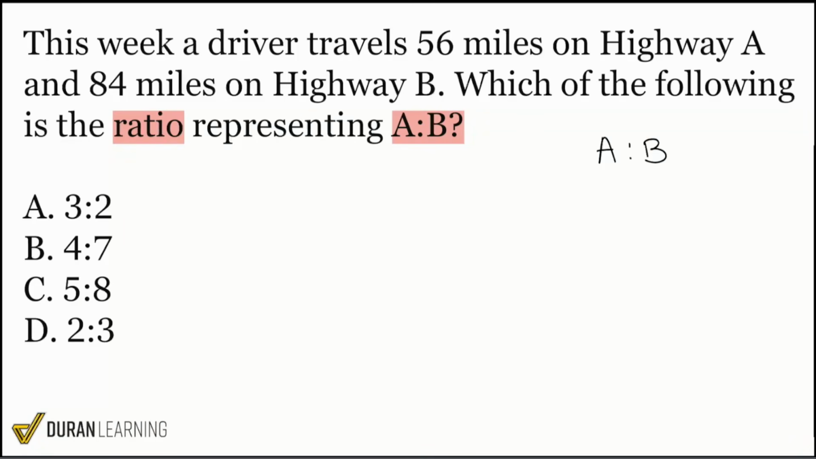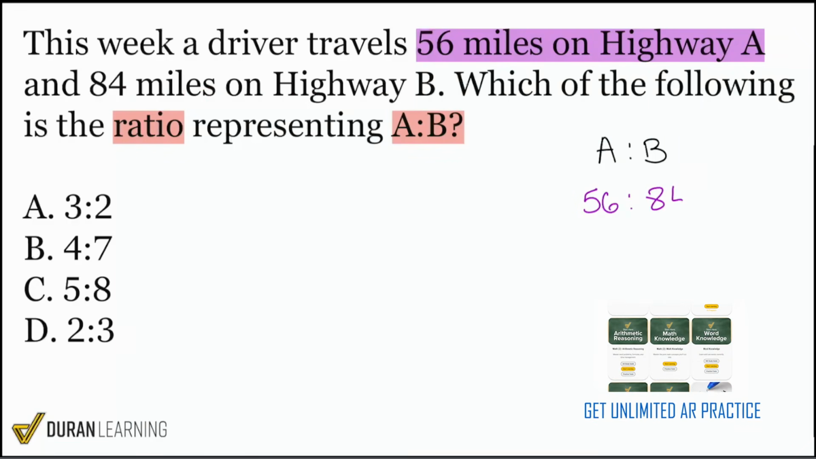And when I start off with the question statement, this week, a driver travels 56 miles on Highway A and 84 miles on Highway B. So I have my two values, and I just want to make sure, again, I respect the rules of ratios where we want to write ratios in the order that they're written. So if A comes first, the value for A is written first. 56 miles on Highway A, so I'll end up writing 56 right there. And then we have 84 miles on Highway B, and I'll write 84 over here.